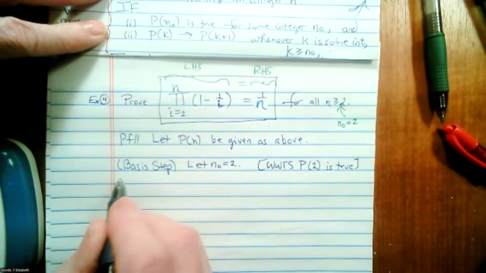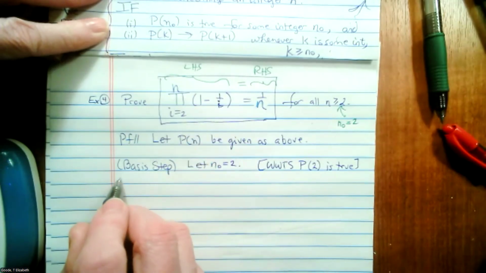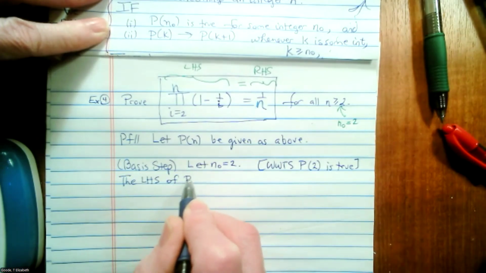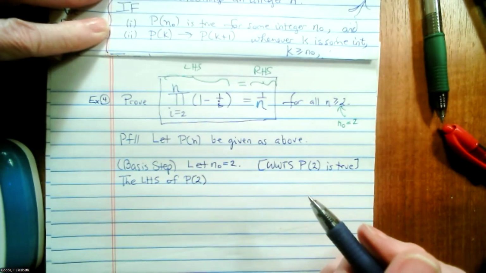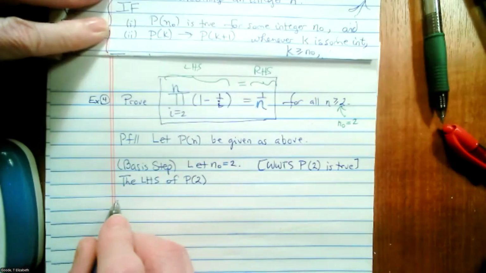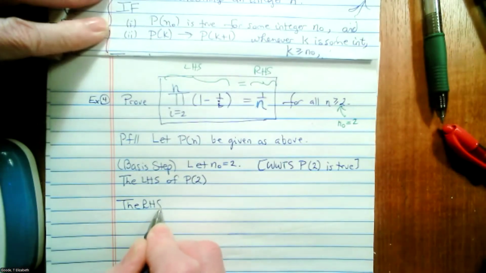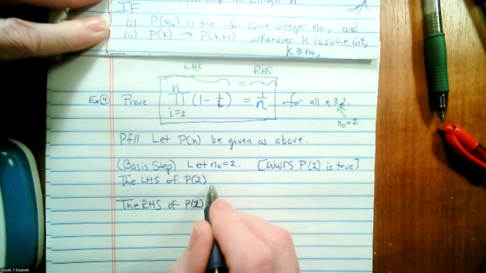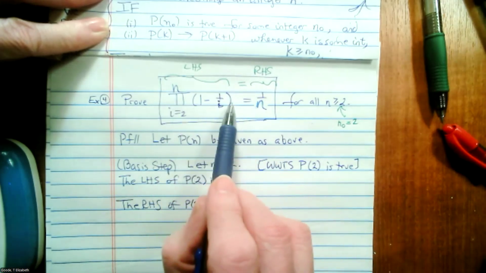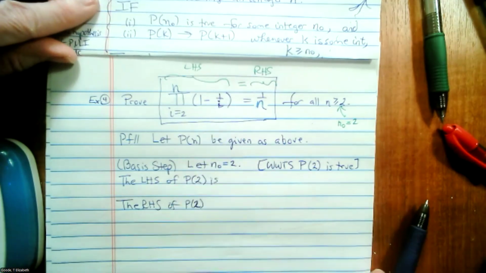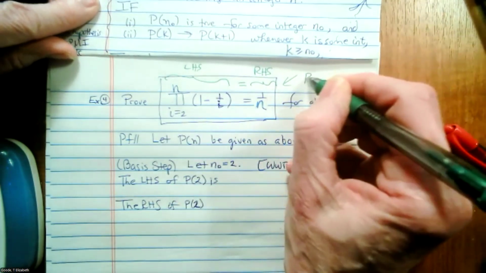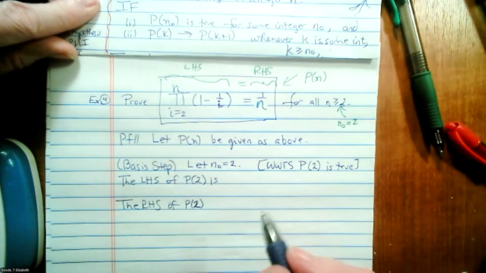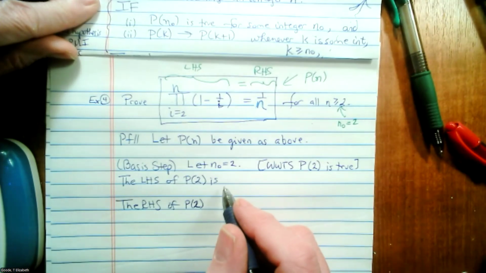All right, so we look at the left-hand side of P of 2. Now, does this look familiar to you? Yeah. So what is the left-hand side of P of 2? And then we're going to look at the right-hand side of P of 2, and we're just going to check and make sure that those two sides really are equal to each other. So this is the left-hand side of P of n. This whole thing is P of n. So everywhere you see an n, you're just going to put a 2. So the left-hand side of P of 2 is what? Can you read it to me?